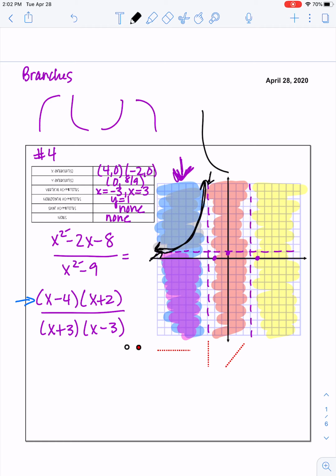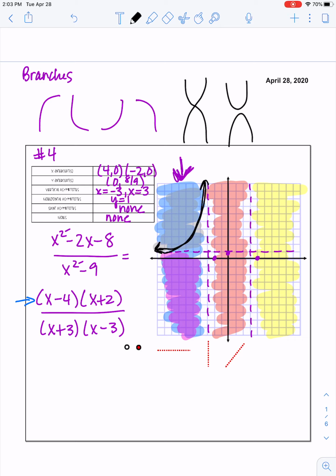So now we're going to look at the orange piece in the middle. There are 4 different options for the middle. My branches can either go like this, like this, like this, or like this. Okay, so you have to figure out which way it's going to go.